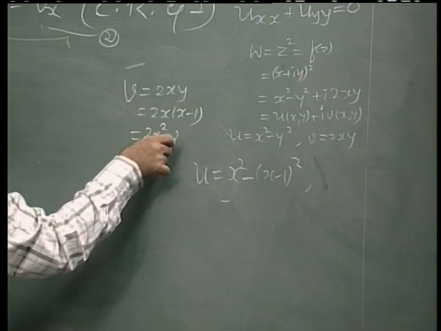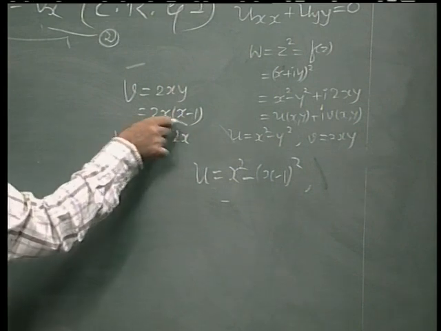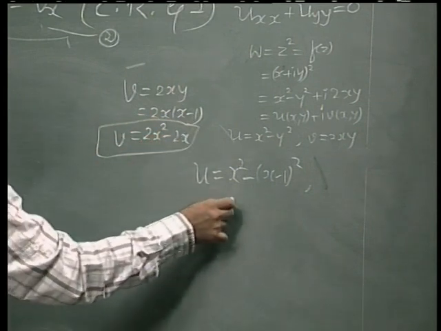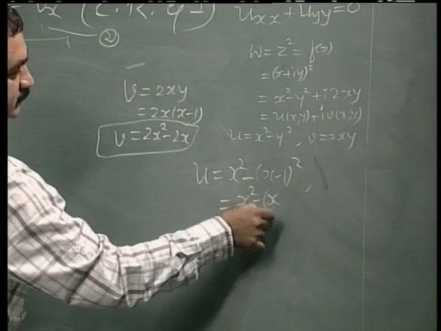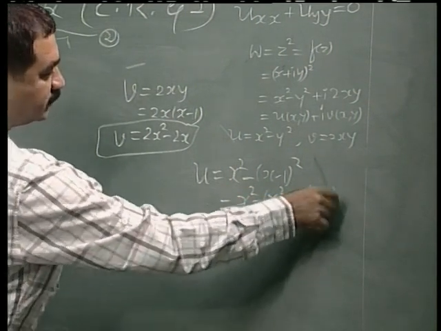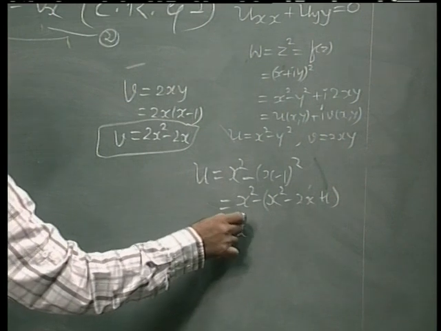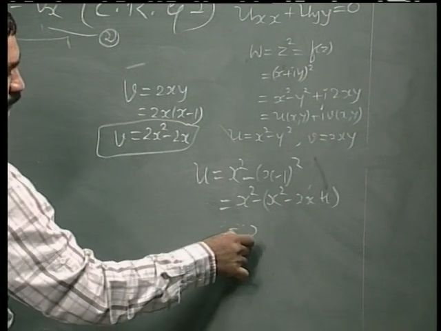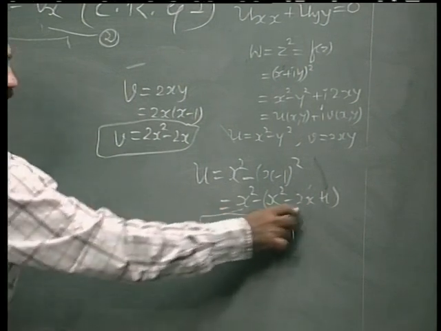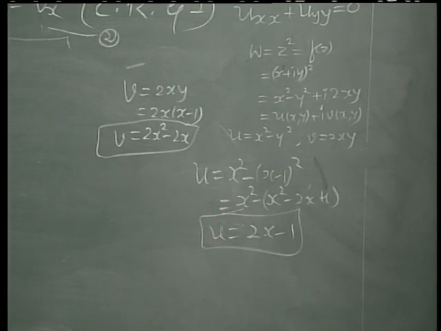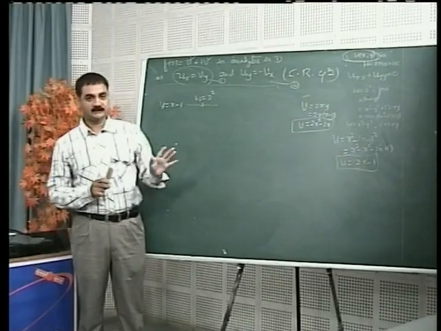This is 2x square minus 2x, v is, and u is x square will get cancelled, x square minus 2x plus 1. So it is x square minus x square gone, so this is 2x minus 1, yes, u is 2x minus 1. We can see u and v are parametric equations.